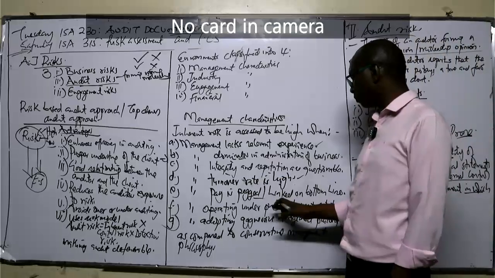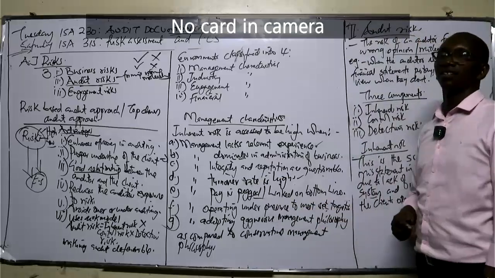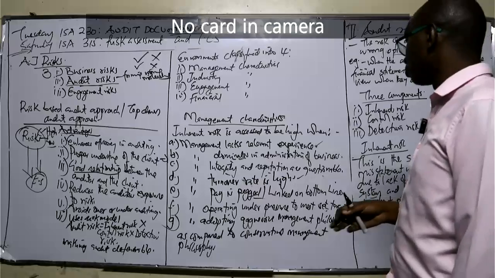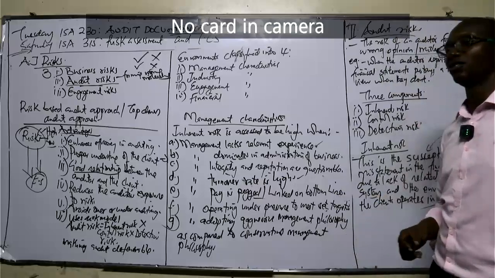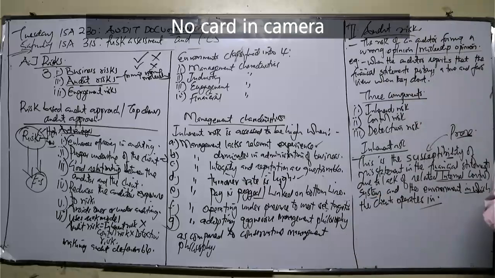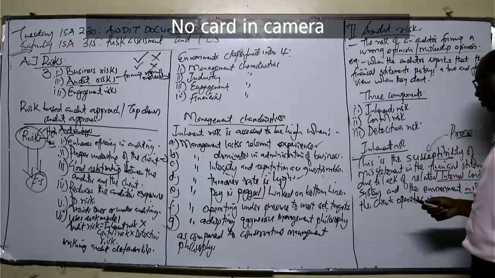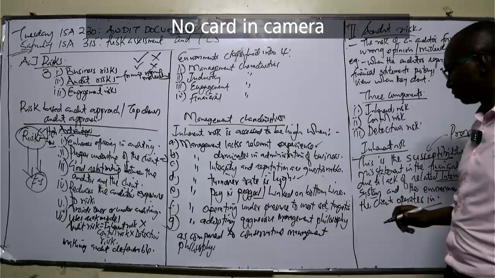If there is pressure to meet set targets, and you are told we have recruited you as a way of turning around the operations of the business. For the last 5 years, we've been running into losses. Now we need you to turn around this business, otherwise you'll be considered a liability. What are they telling you? You can do everything possible to report satisfactory performance, and as such, you can easily manipulate records. Financial statements are highly susceptible to misstatements.